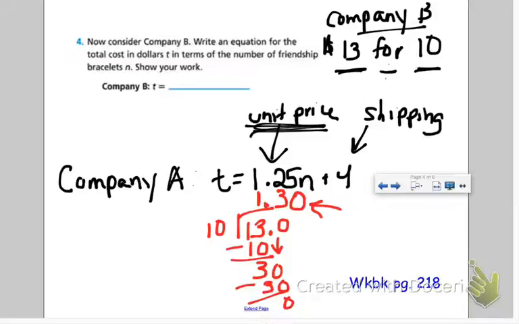Obviously 0 is the one that belongs there. So that means it's $1.30 per bracelet. So if I were to write my equation and set it up the way I did for company A, T is going to be equal to $1.30 times N, the number of bracelets. But I don't have to worry about shipping for company B, so I don't have to add anything else on. My equation is simply $1.30 N, or T equals $1.30 N.